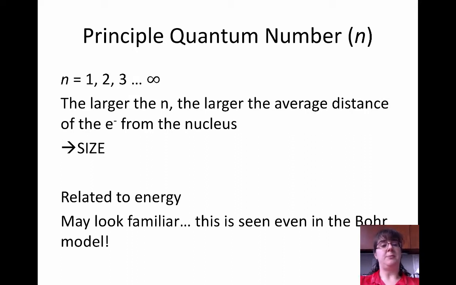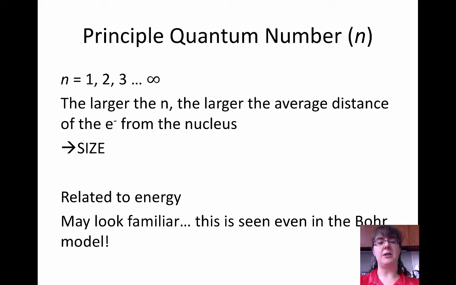So the first one is the principal quantum number, which is n. Now the rule for n is fairly straightforward. It's just 1, 2, 3, 4, 5, 6, all the way to infinity. So n can be any of these numbers.